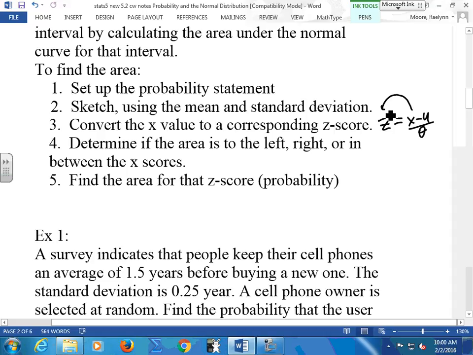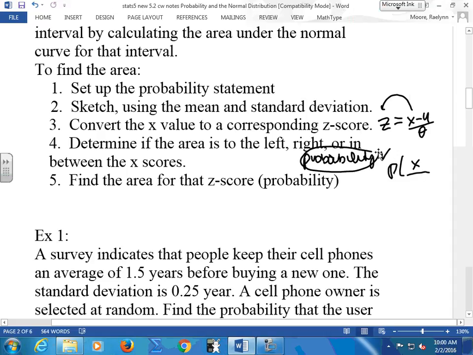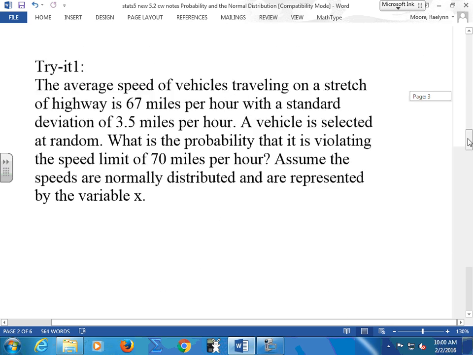Determine your area. Your area is your probability. This is what's satisfying your statement when you say x is greater than, less than, equal to, in between. This is what satisfies this, finding that area. So that's what we're looking at. That's the routine we're going to always follow.